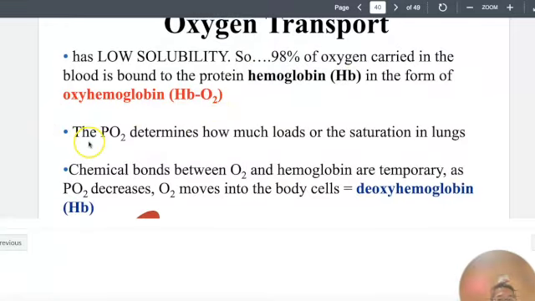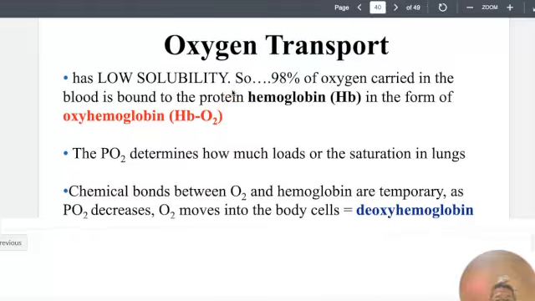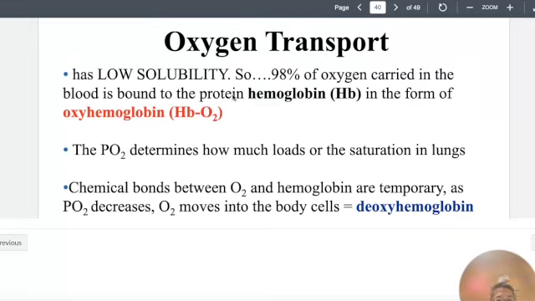The partial pressure of oxygen determines how much load, as well as the affinity for hemoglobin. So oxygen is going to go to the hemoglobin. And the more oxygens are bound to the hemoglobin, the more they want more oxygen.